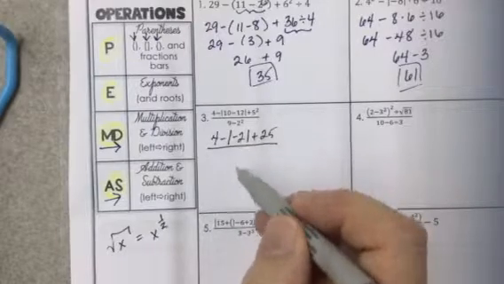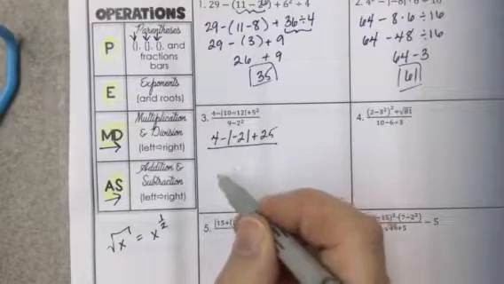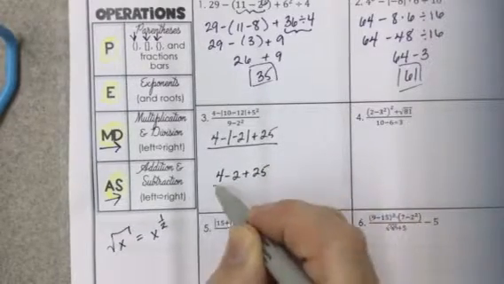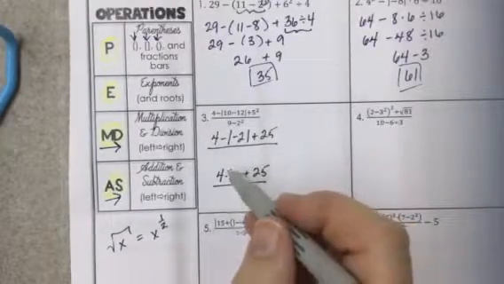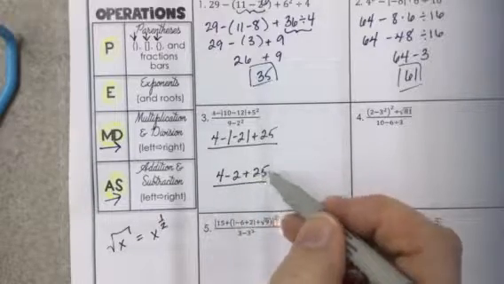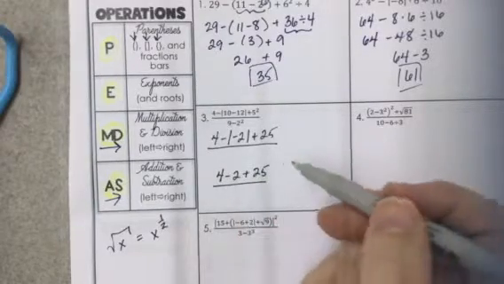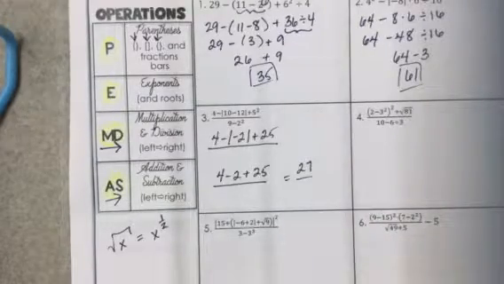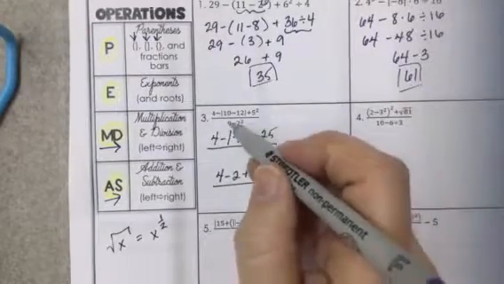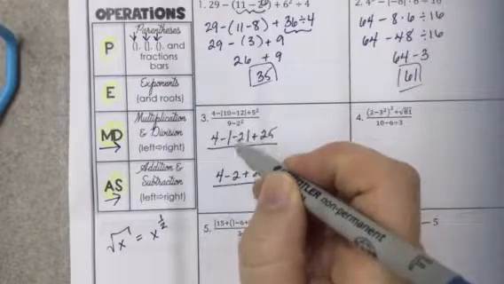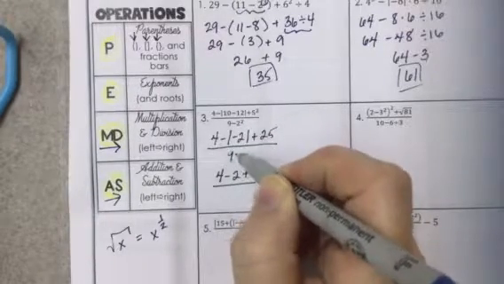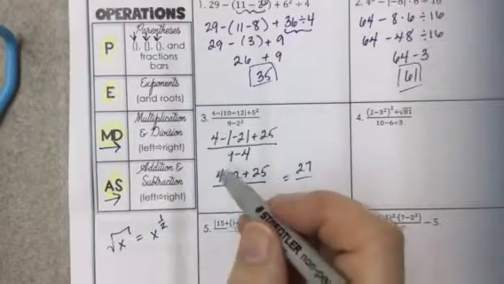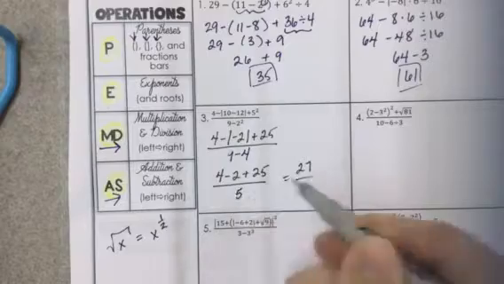The absolute value of -2 is 2, but the negative sign in front remains. And now I'm going to add and subtract from left to right. So 4 minus 2 plus 25 is 2 plus 25, which is 27. Okay, now let's do the denominator. I'm going to do the denominator in blue. 9 minus 2 squared. 2 squared is 4, so I'm going to write 9 minus 4. And then 9 minus 4 is 5.